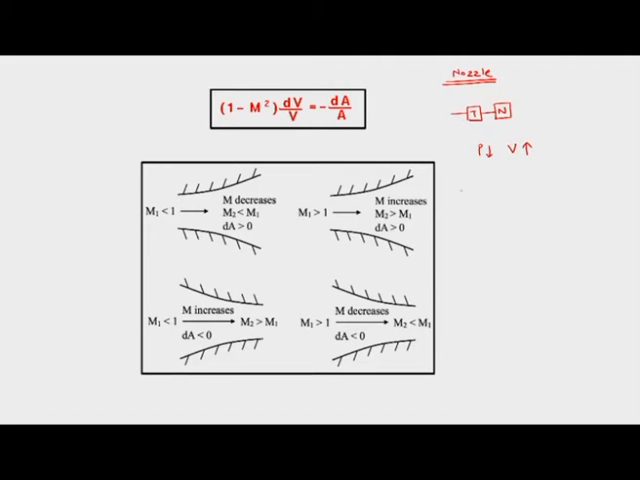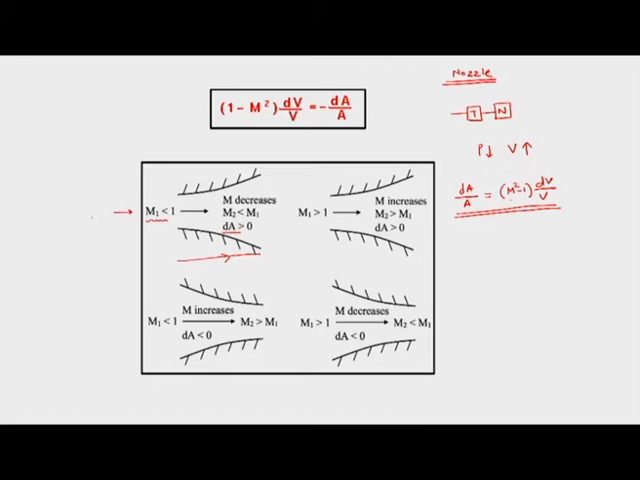We have this expression which says that dA by A, which is the area change in a duct, is equal to (M square minus 1) times dV by V. If we look at this expression carefully, we can understand that if I have a diverging cross section, which has area increase, and subsonic flow at the inlet, then velocity has to decrease. So, this acts as a diffuser.